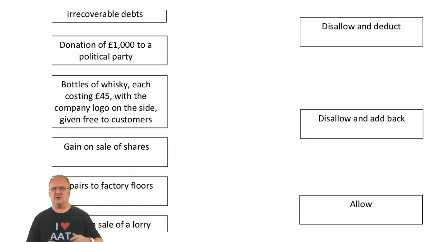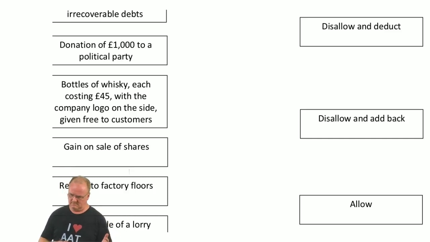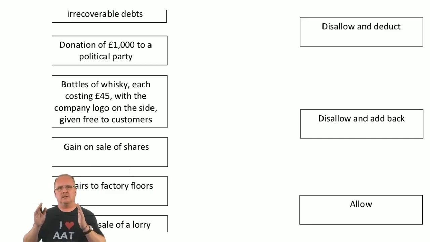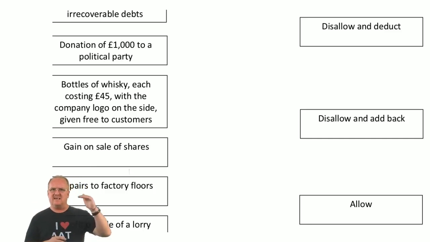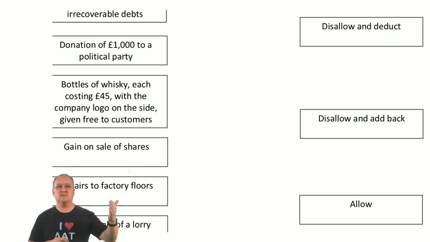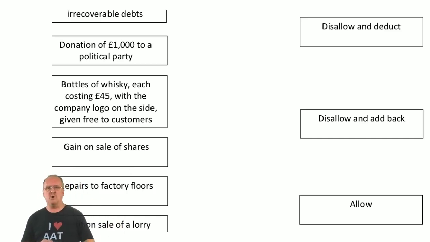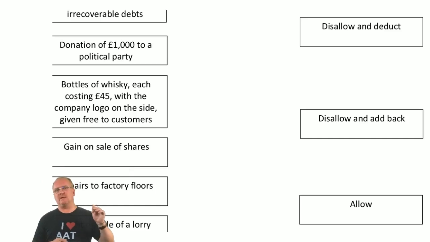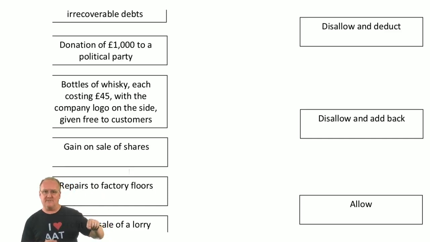Now think about that. You can only deduct something which is in there in the first place, or disallowed and add it back, or it's an allowable item. Now, to deduct something, it needs to be a positive in there. In other words, revenue. When you are adding something back, you're adding something back that has been deducted in profit. In other words, an expense.